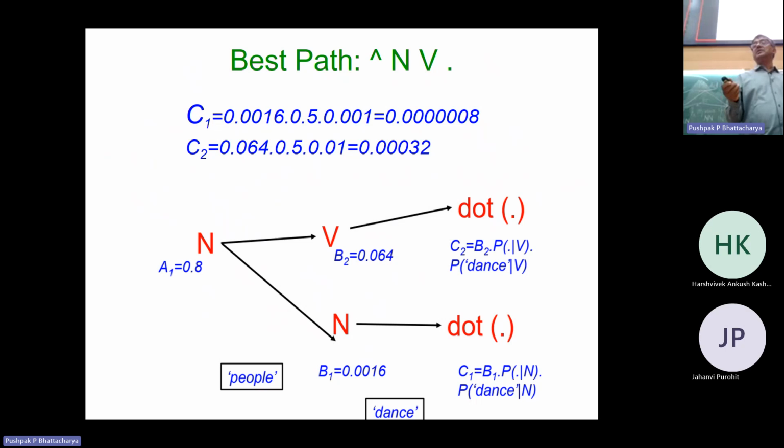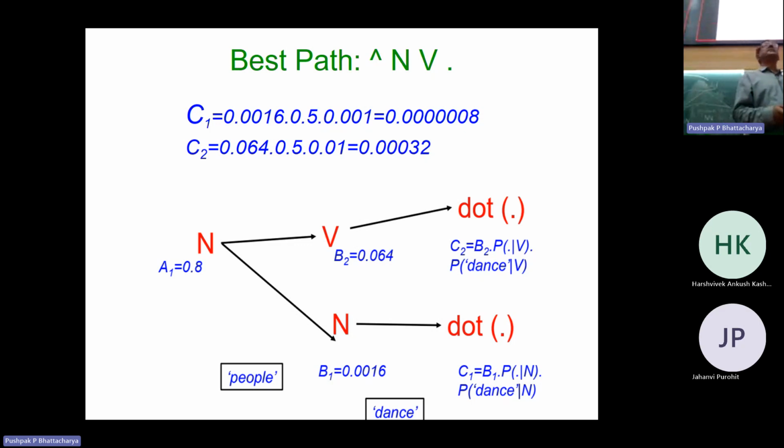C1 value is coming out to be 0.000008. C2 value is coming out to be 0.00032. Okay, so these are the C1 and C2 values. And then we have been able to identify the most probable path, which is the C2, the one giving the higher value. So here the path will come out to be hat, N, and V. People is noun, dance is verb. So we have been able to disambiguate the whole sequence with respect to its part of speech.